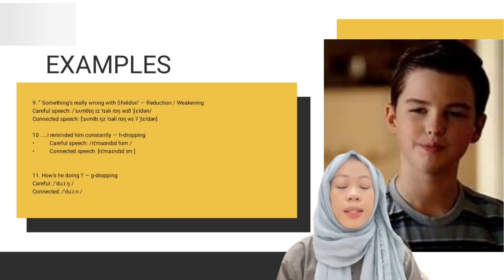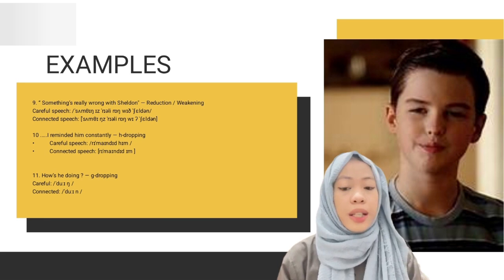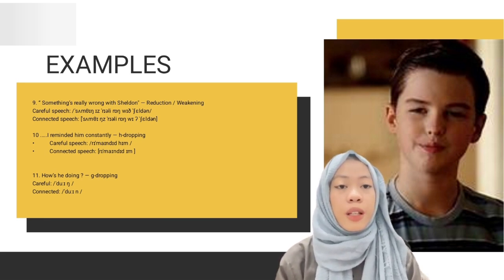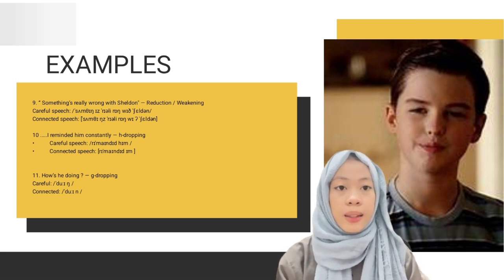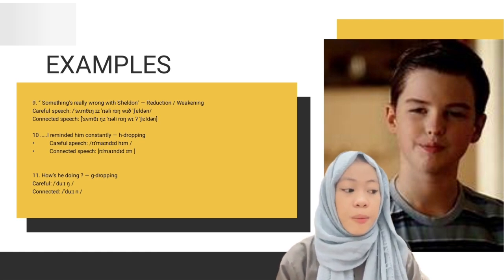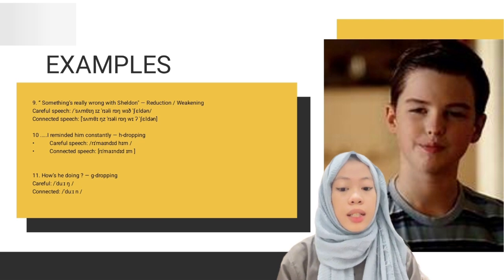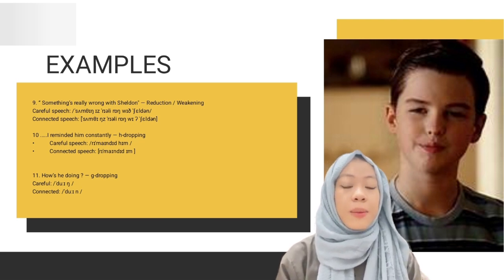So the first one is "something's really wrong with Sheldon." There is a reduction or weakening. The original word "with" changed to "wit" because of the fast and relaxed pronunciation. And next, "I reminded him constantly." There is a dropping of h. The h sound in "him" is omitted so that "him" becomes "'im".